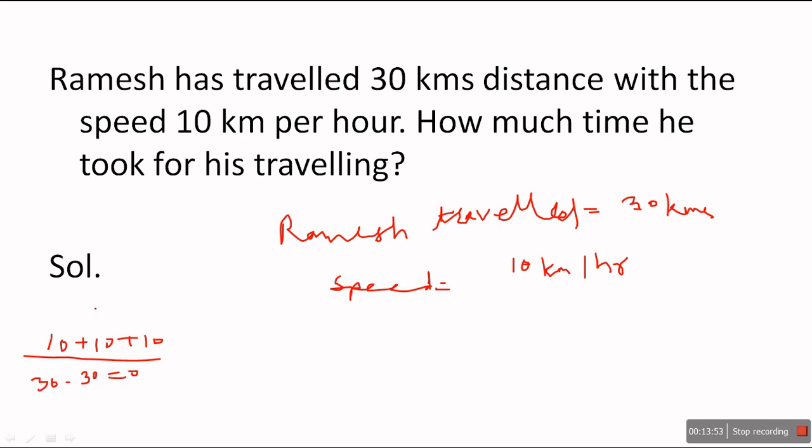So how much time did he take? 1 hour, 2 hours, and 3 hours. Okay, so how can I find time? I can find time by distance divided by 10. 10 threes are 30. So 3 hours. Okay, so in this way, division is repeated subtraction. So I hope this is clear to you.